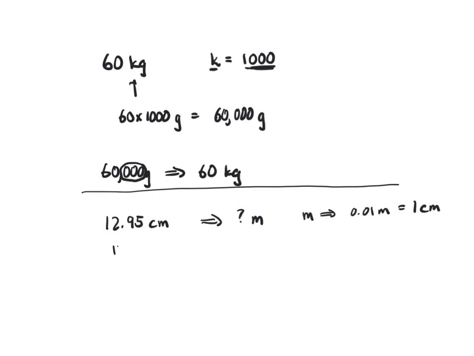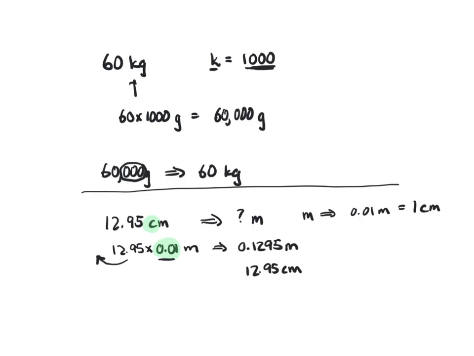So I have 12.95 times 0.01 meters, because I replaced the centi with 0.01. And so if I take 12.95 and I multiply by 0.01, I will end up moving the decimal place to make this number smaller, because this is a fraction, and so I end up with 0.1295 meters.